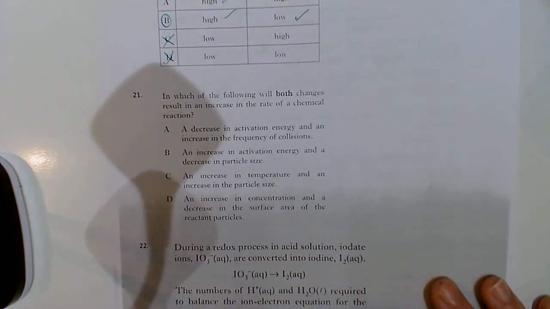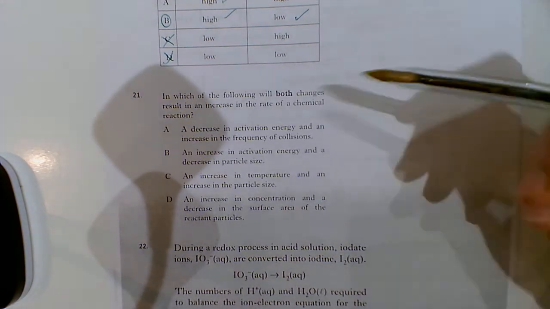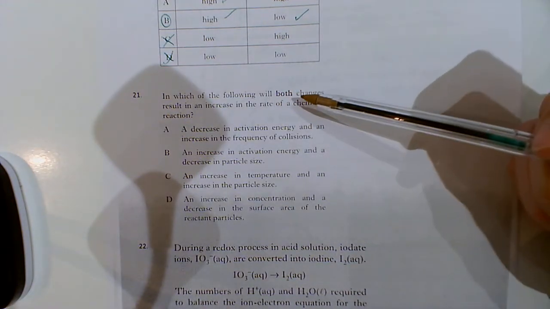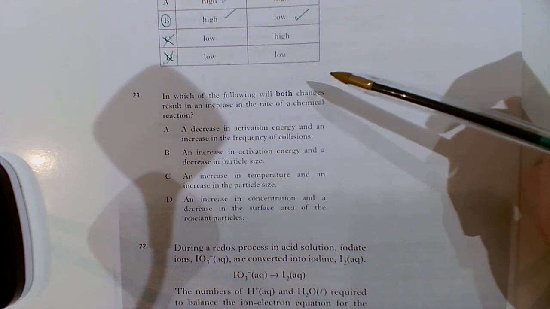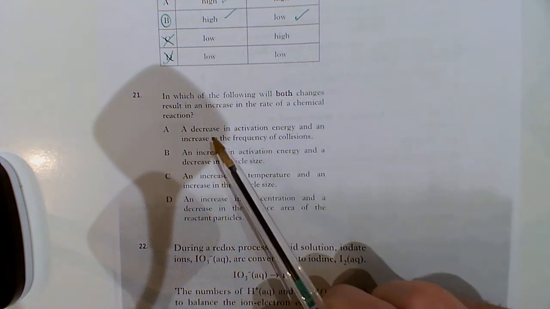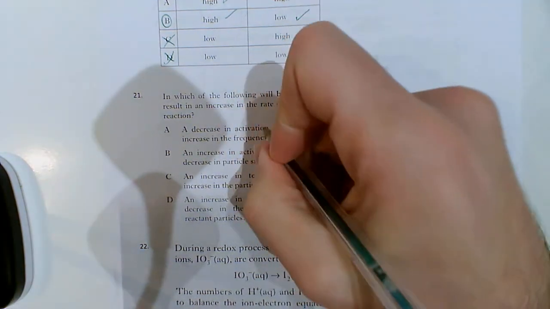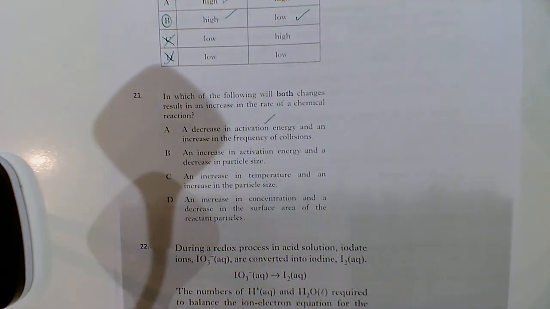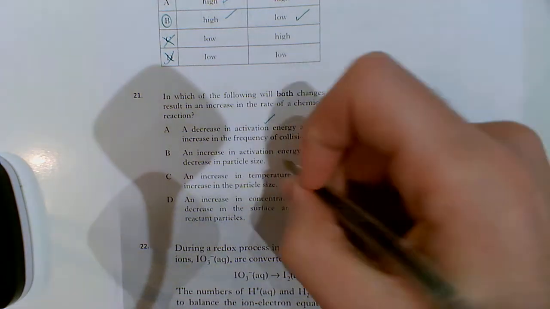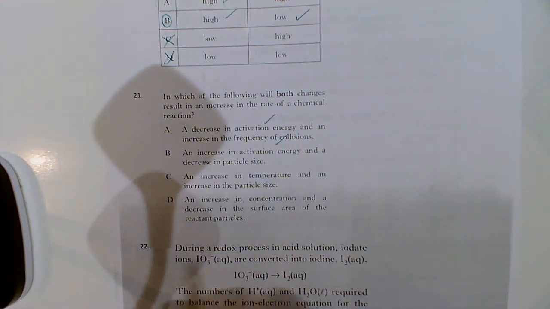Question 21. Which one will both result in an increase in the rate of reaction? Okay, decrease in activation energy. That definitely increases rate of reaction. An increase in frequency of collisions. More collisions means more likely to have a reaction. So those both do. So this one looks like it's our right answer, but let's just check.